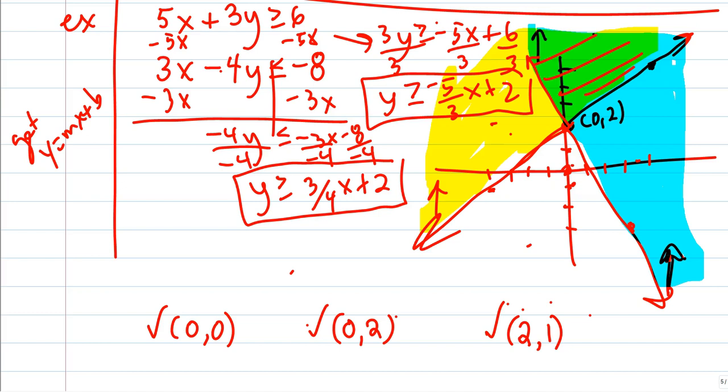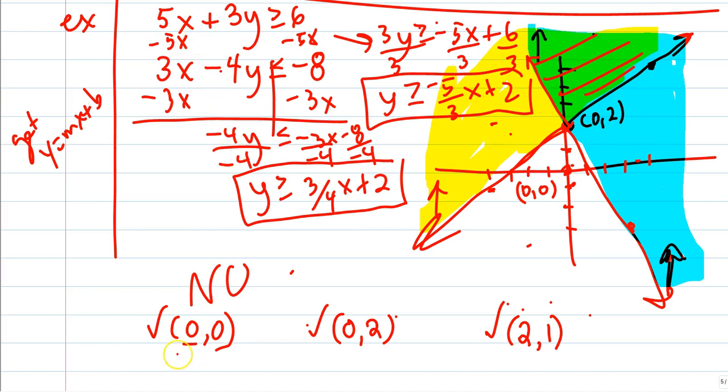Is 0, 0 a solution? Well, I see 0, 0 right here. That doesn't look like it's in that overlap shaded region. I'm going to guess no, just by the picture. But you need to be able to check this algebraically. How do I check it algebraically? I plug in the x and the y into both equations.